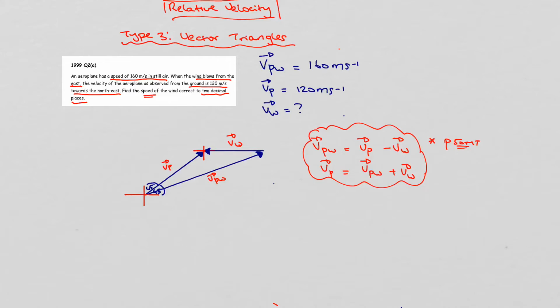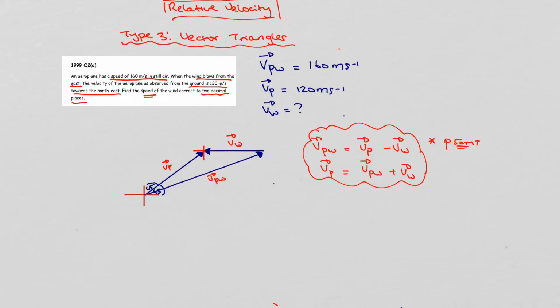Okay, so now we have our diagram drawn. Let's see what else can we mark in on it. Okay, so we know that the airplane was observed from the ground heading in a direction of northeast, which gave this angle here of 45 degrees from the ground.